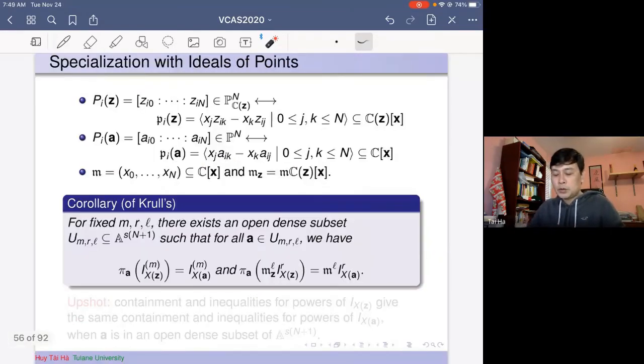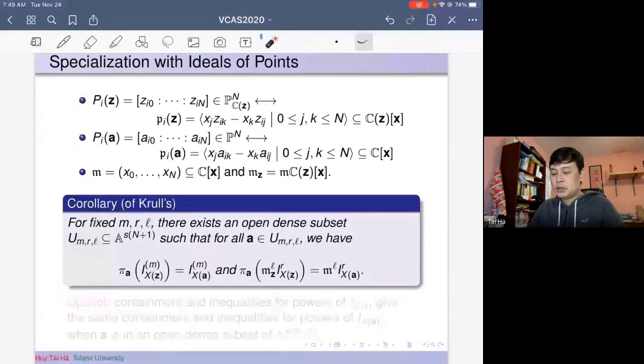So what we get from the Akerman result is that for fixed m, r, and l, there exists an open dense subset U, depending on m, r, and l, in the parameter space such that for all a in that open dense subset, the specialization of the symbolic m-th power of the ideal of the generic set of points is the same as the symbolic m-th power of the ideal of the specialized set of points.